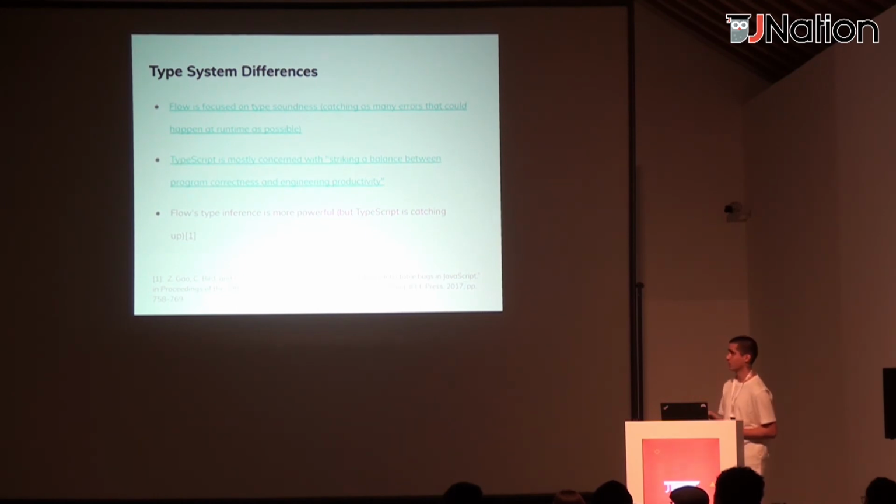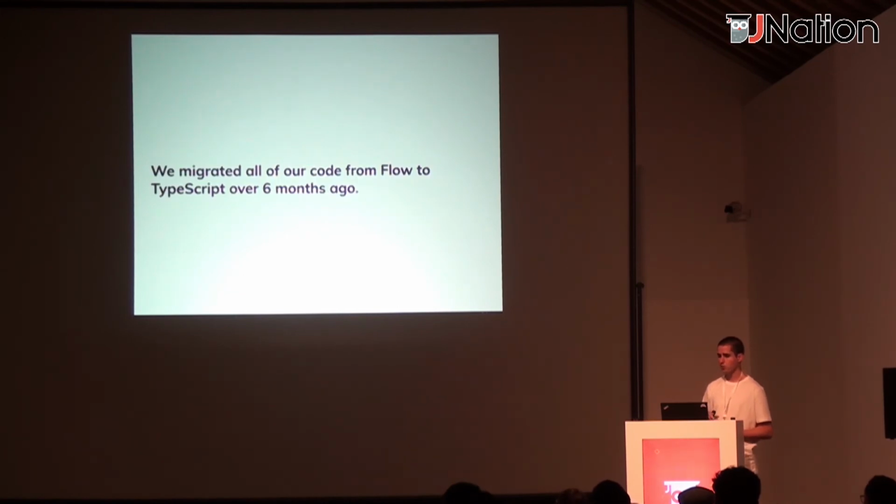Also, we can see that Flow's type inference is more powerful than TypeScript's. So your TypeScript code will end up being much more noisy because you're going to have to annotate pretty much everything. Whereas with Flow, you can leave annotations out and your code looks more like normal JavaScript. And so, as I said at the start of the talk, we actually migrated 30 to 40,000 lines of code from Flow to TypeScript around 6 months ago.